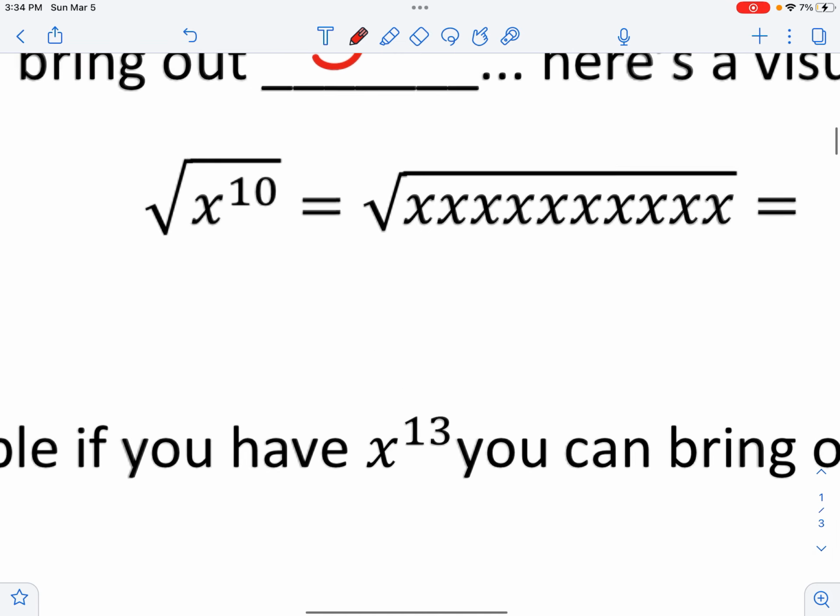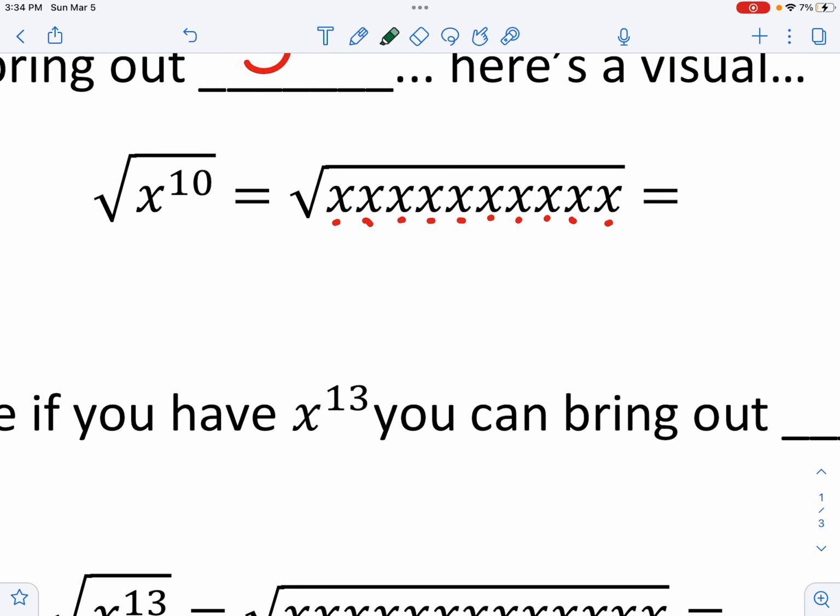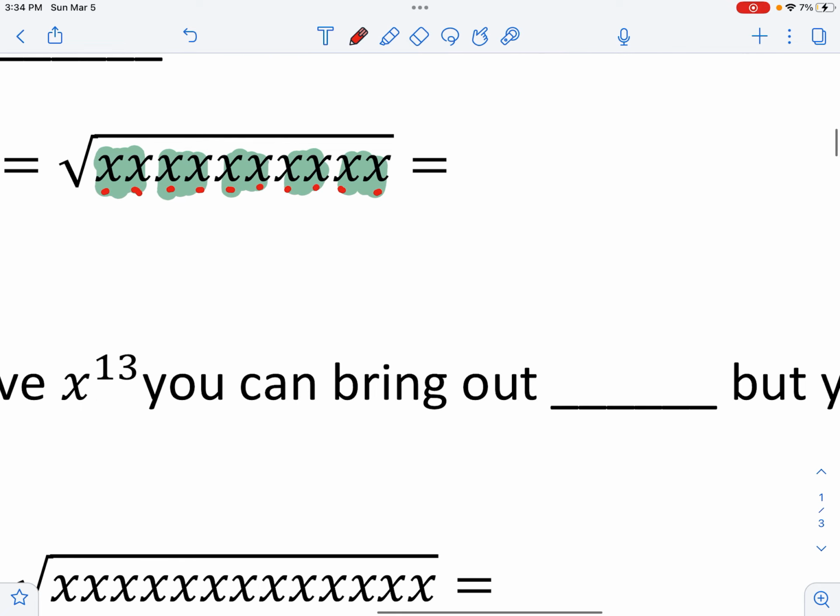If you picture x to the 10th as a radicand, like there's 10 of them inside: 1, 2, 3, 4, 5, 6, 7, 8, 9, 10. When you take the square root of them, for every group of 2 that you have, so see how I'm highlighting these in groups of 2? The answer to that square root is that base to how many groups of 2 you had, okay?